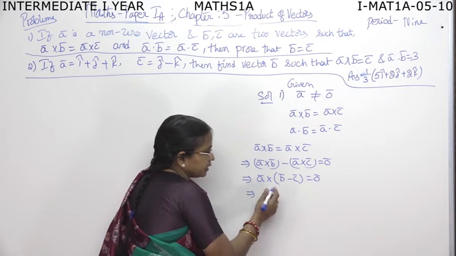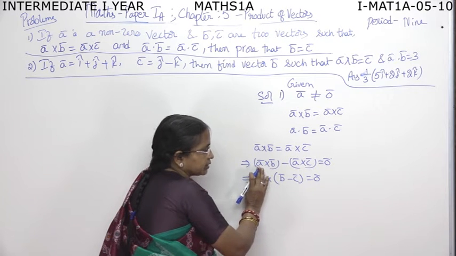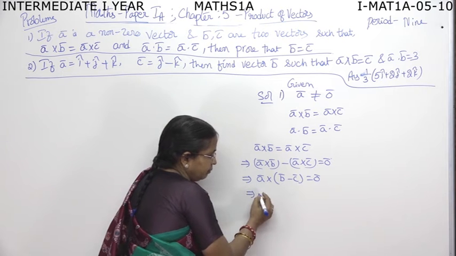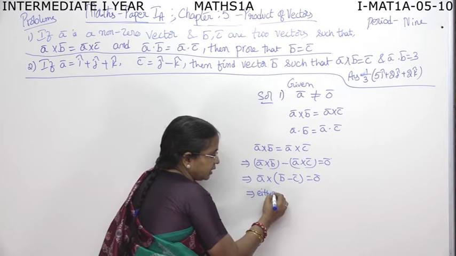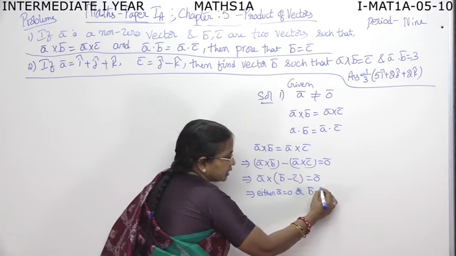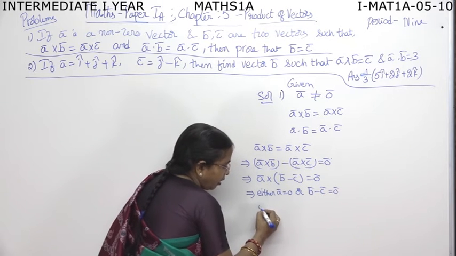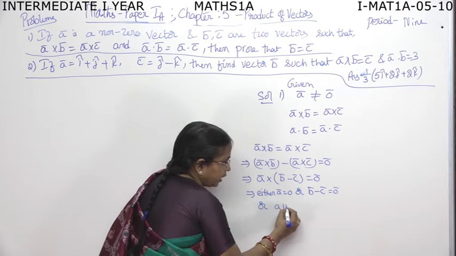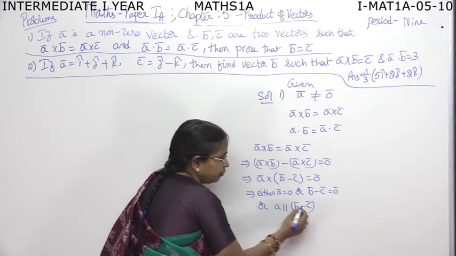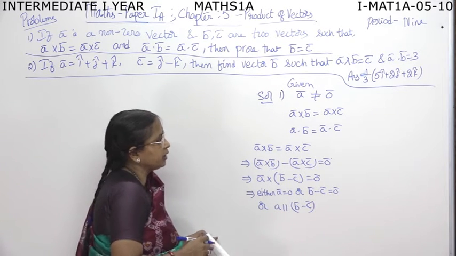So it implies that when the cross product of two vectors is 0, either A is the 0 vector, or B minus C is the 0 vector, or A is parallel to B minus C. These are the three possibilities.